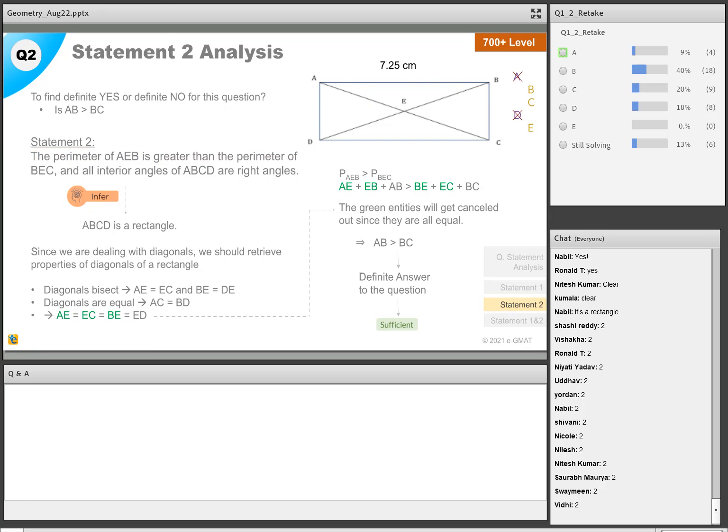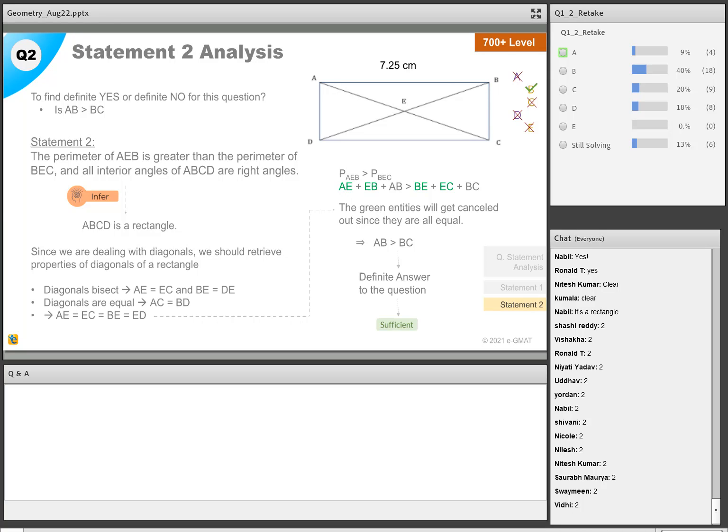Now, since I have a definite answer, I can definitely say that yes, AB is greater than BC. The second statement is a sufficient statement for solving this question. Since the second statement is sufficient, the answer for this question becomes choice 2.